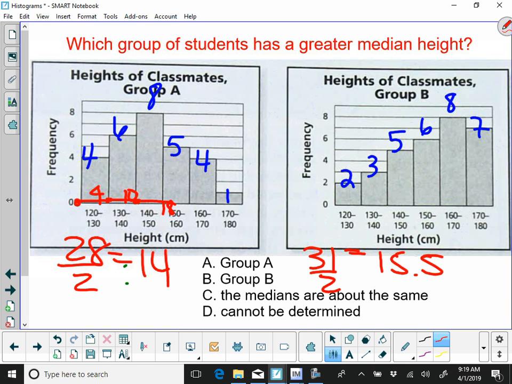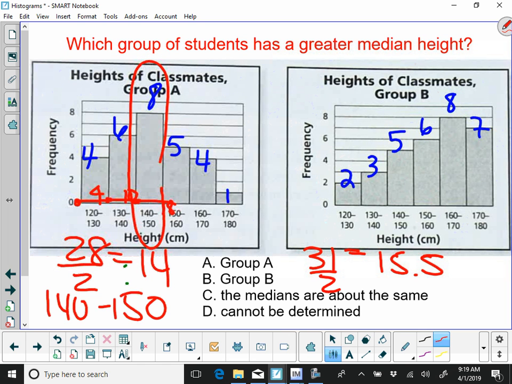So 14, does 14 lie between 0 and 4? Between 4 and 10? Between 10 and 18? Yes. So my median would have been between 140 and 150, somewhere. I don't know what the number is, but I know it's somewhere in the 140 to 150 range. Okay, let's do the same thing on the other side.